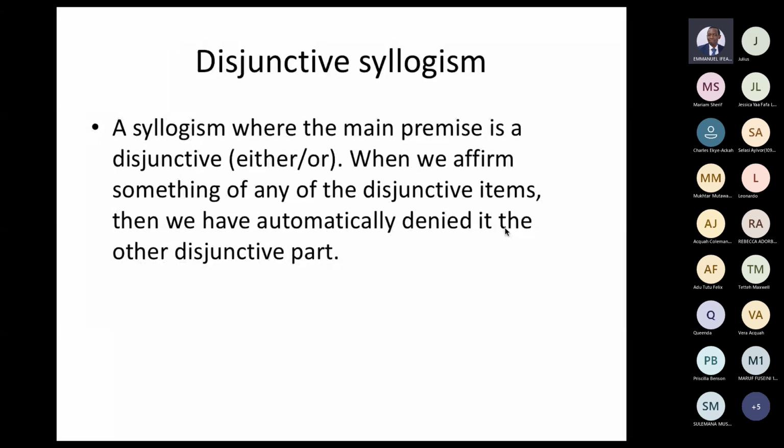Now let's look at disjunctive syllogism. Disjunctive syllogism is a syllogism where the main premise is a disjunctive, an either-or statement. When we affirm something of any of the disjunctive items, then we have automatically denied it of the other disjunctive part.